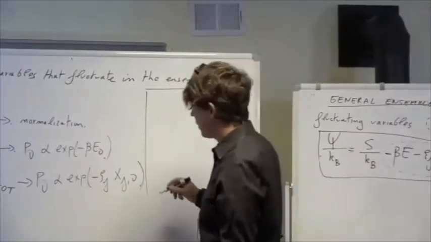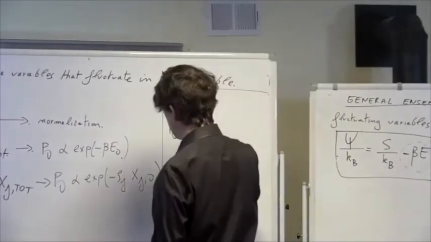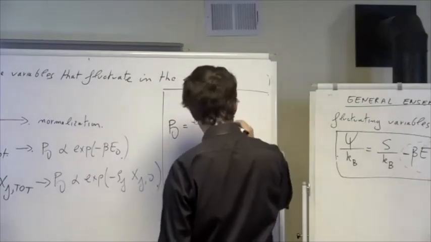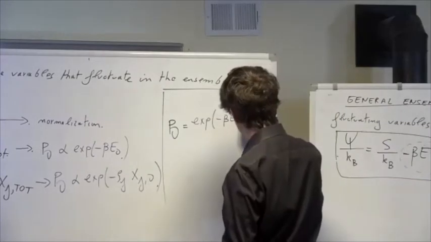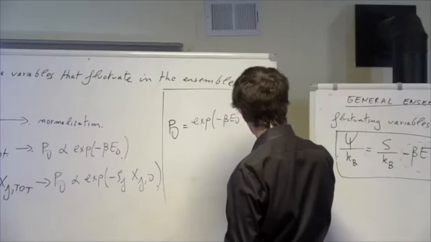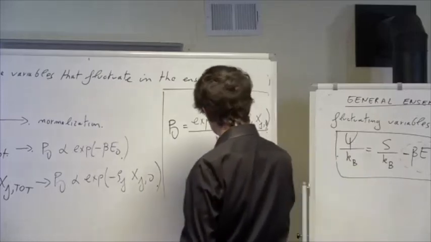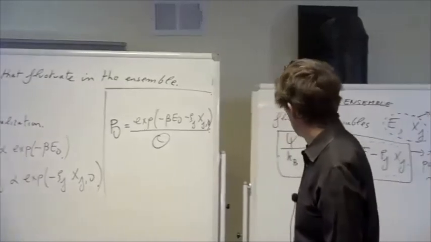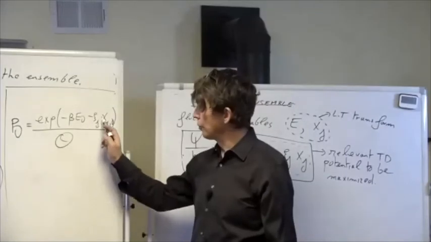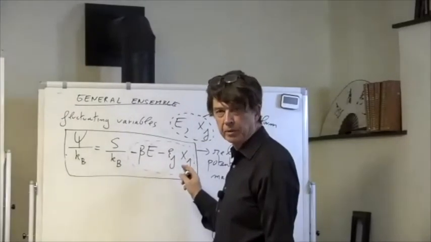So if you put this all together, what this means is that the probability has to be proportional to these things. So it's going to be the exponential of minus beta E nu minus psi j x j nu, divided by the partition function. And so what you see, what appears in the Hamiltonian, in the exponential, is exactly the Legendre transform of the entropy.